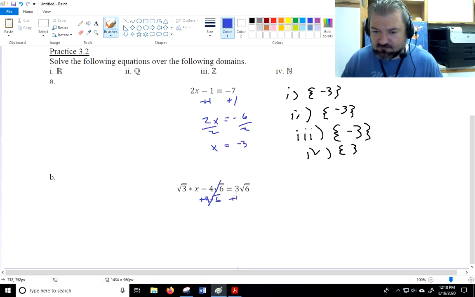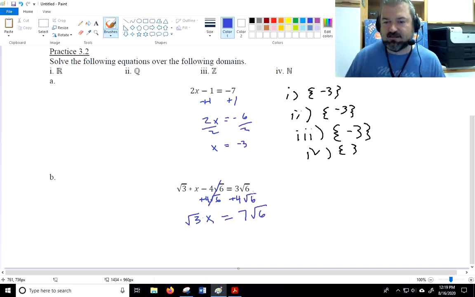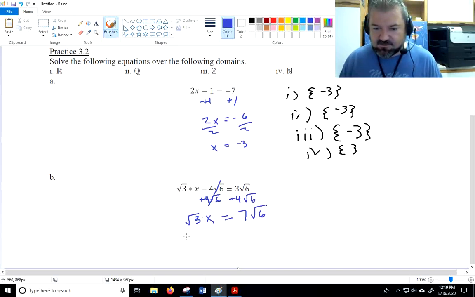And I am adding 4√6 on that side. So this is √3 times x, which you can just write like that. Just be careful, I like to use the times sign sometimes or put the x in front so you realize the x is not under the square root there. Okay, 3 plus 4 is 7√6. So again, when you add the radicals, it's just like combining like terms. You don't add the numbers in the radical. Now divide both sides by root 3.